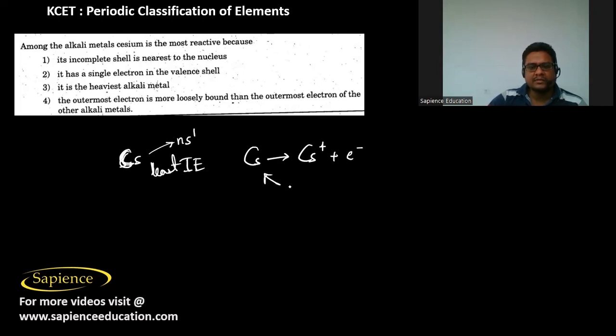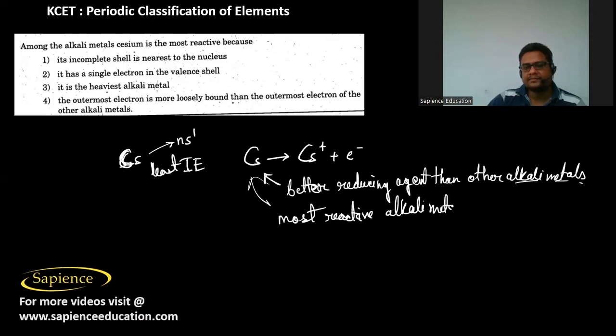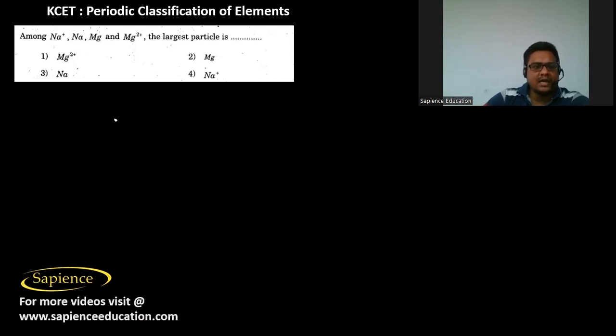So cesium is a better reducing agent than other alkali metals. So its reducing ability is the highest among all the other alkali metals. So it is the most reactive alkali metal. So the fourth option is the correct answer. Then among sodium Na plus, Na, Mg and Mg2 plus, the largest particle is.